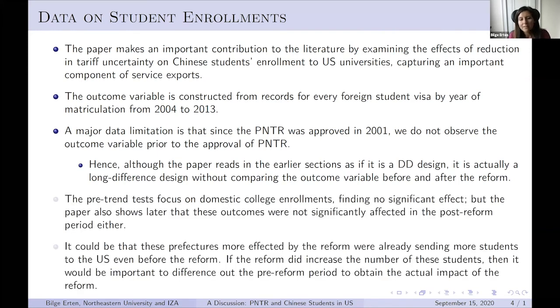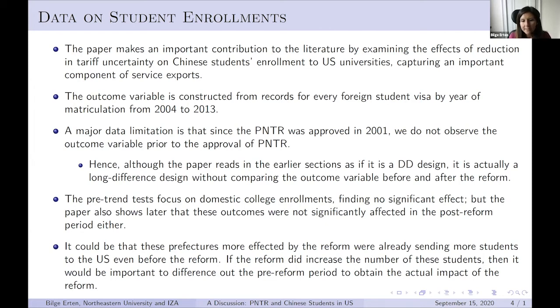So the issue here is essentially that the prefectures that were more affected post the reform period could already have been sending more students to the US even before the reform. And we cannot rule out this potential hypothesis without having the pre-data. So if the reform really did increase the number of students, then again, it's important to difference out the pre-reform period to obtain the actual impact of the trade reform.